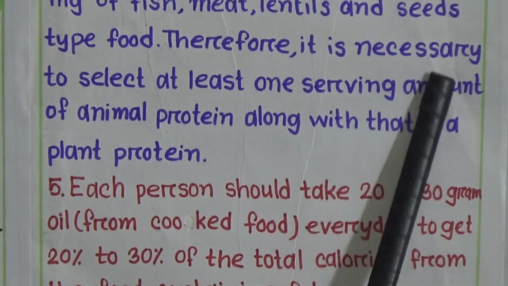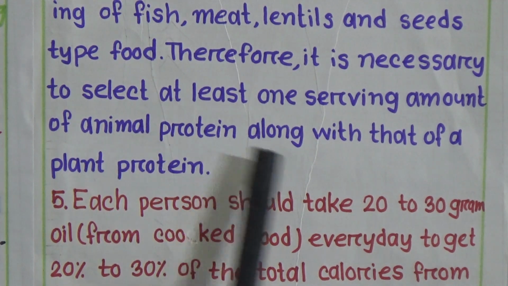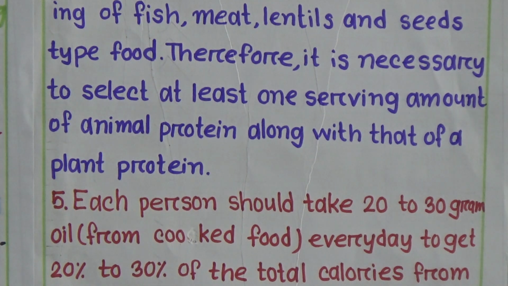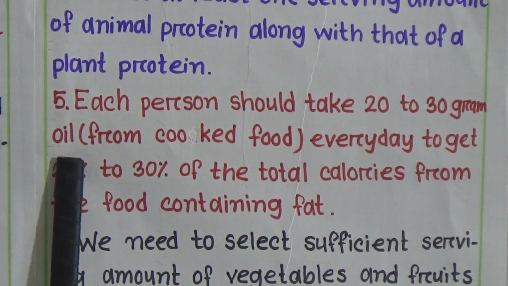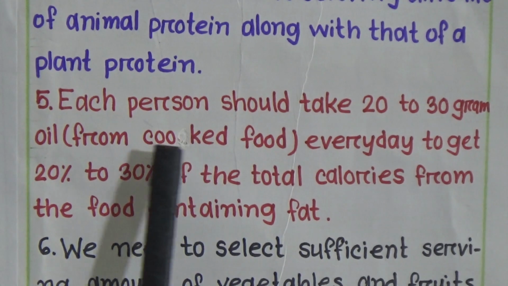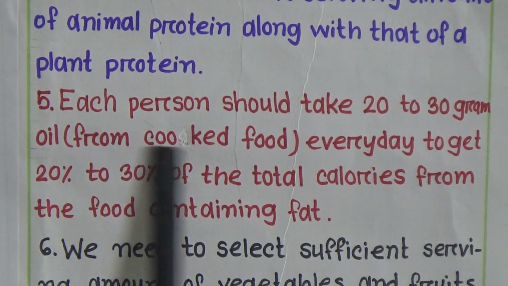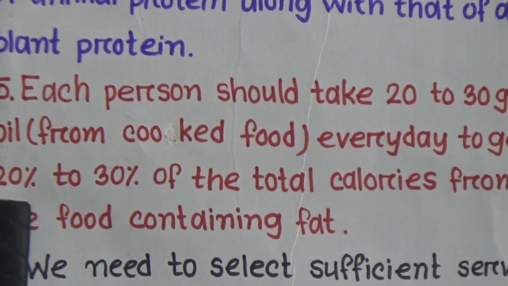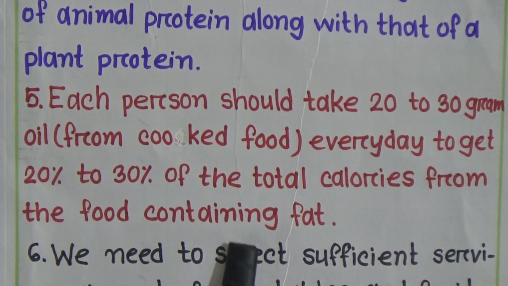Therefore, it is necessary to select at least one serving amount of animal protein along with that of a plant protein. Number 5, each person should take 20 to 30 gram oil from cooked food. Students, the spelling will be C-O-O-K-E-D, cooked, together. You have to write the word together. From cooked food every day to get 20% to 30% of the total calories from the food containing fat.